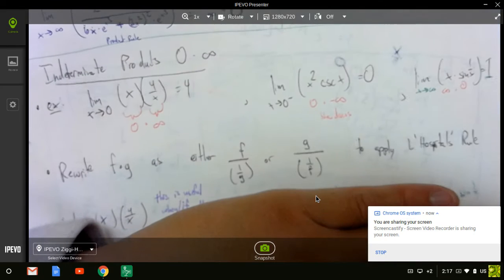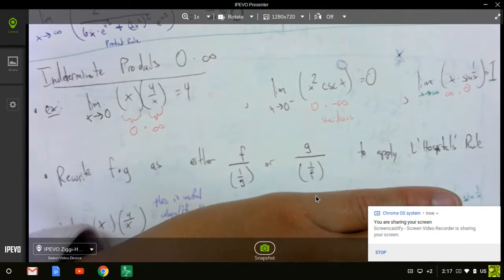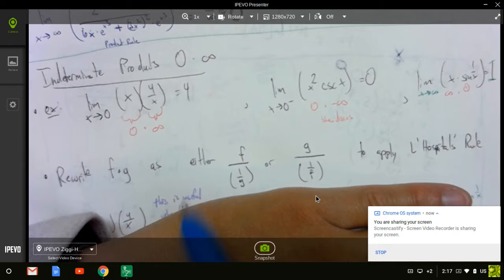Continuing on with L'Hopital's rule. The next part is going to be called indeterminate products. So go ahead and write these notes down for yourself.